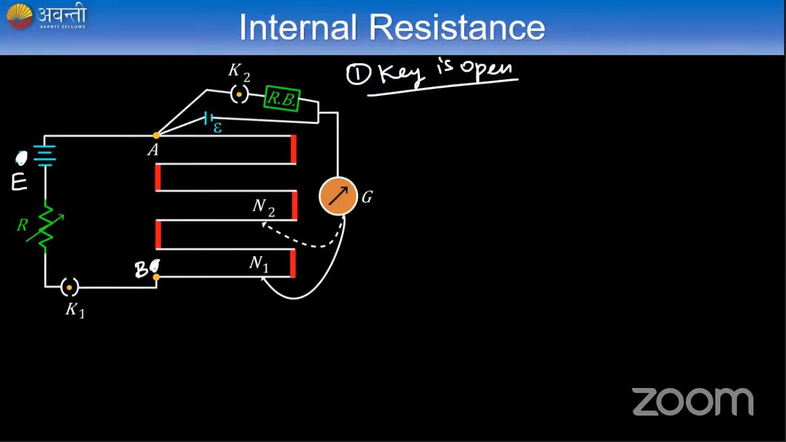Okay. So this circuit shows where the key is closed. But let us assume the first case, the key is open. So what will happen now when the key is open?